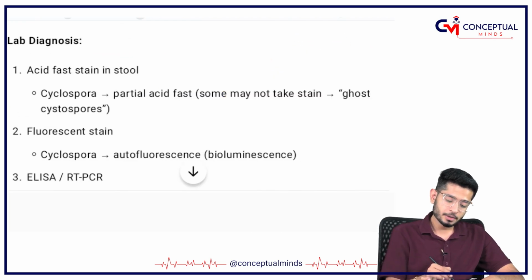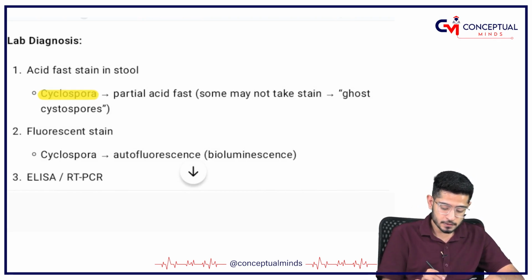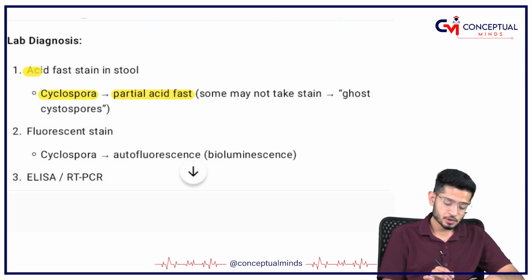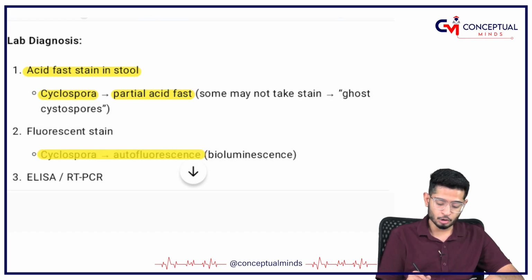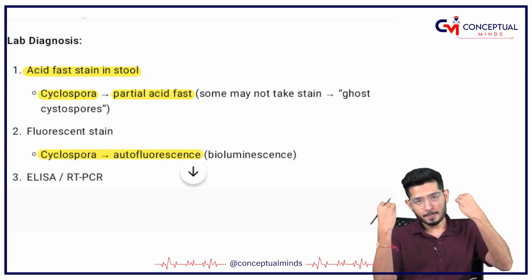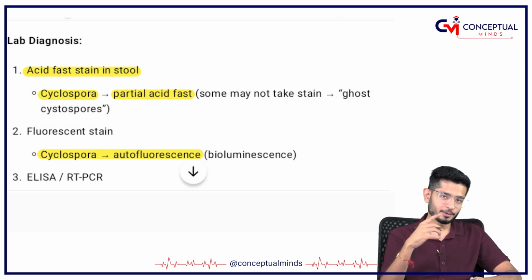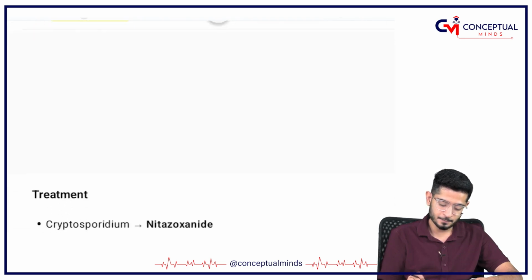Remember in the class where I told you about stains, I told you that Cyclospora is partial acid fast. So, acid fast stain in the stools. Which stain will you use? Acid fast staining. Then Cyclospora is having autofluorescence. Imagine a cycle with autofluorescence, a shining cycle. So, Cyclospora, shining cycle, if you can remember, that's it. The other ones are ELISA and PCR.